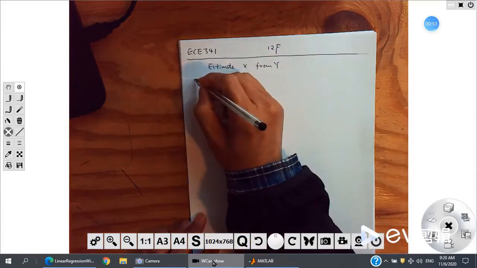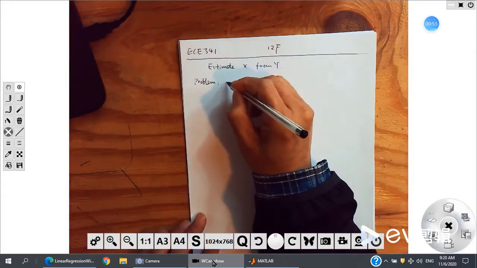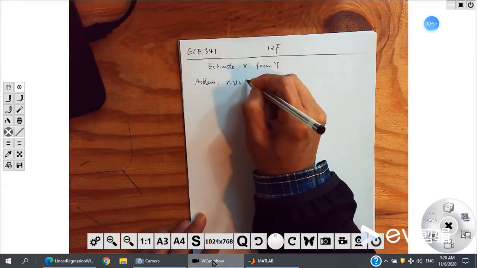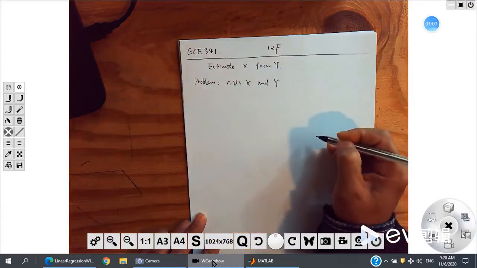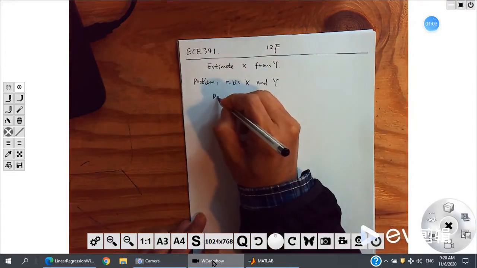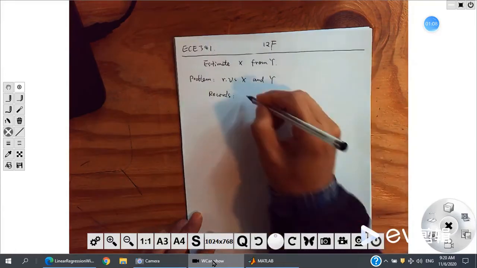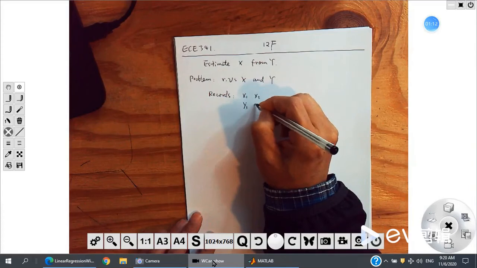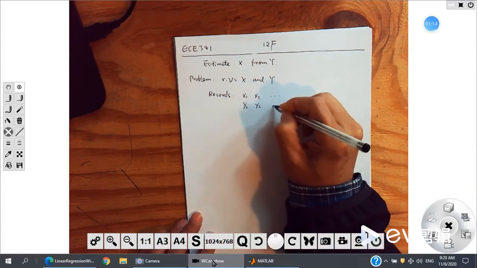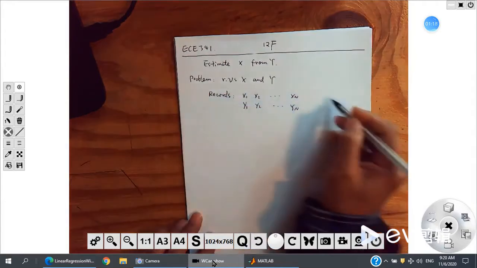So what is the problem? We have random variables x and y. We have two random variables, and we have some records of the data. We have x1, y1, x2, y2, until xn, yn. Now we already have this data.